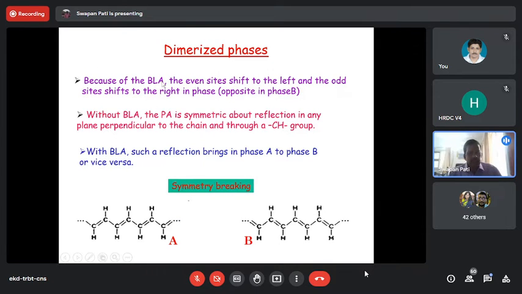Because of this bond length alternation, the even sites shift to the left and odd sites shift to the right in phase. Without this bond length alternation, the polyacetylene is symmetric about reflection in any plane perpendicular to the chain and through a CH group. Reflection brings phase A to phase B. There's a single bond, double bond, single bond, double bond. Then you have double bond, single bond, double bond, single bond.